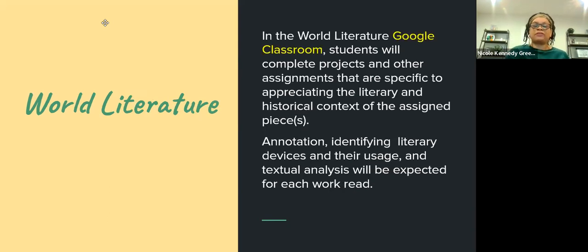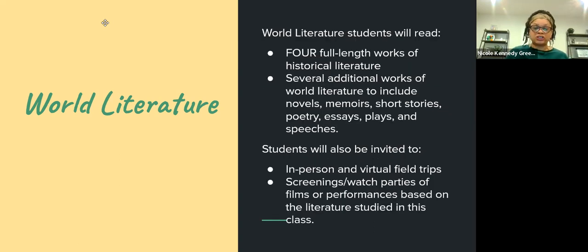World literature. In the world literature Google Classroom, students will complete projects and other assignments that are specific to appreciating the literary and historical context of the assigned pieces. Annotation, identifying literary devices and their usage, and textual analysis will be expected for each work read. Okay? World literature students will read those same 4 full-length works of historical literature. So if you're in history and literature, you're reading 4 full-length works of historical literature.